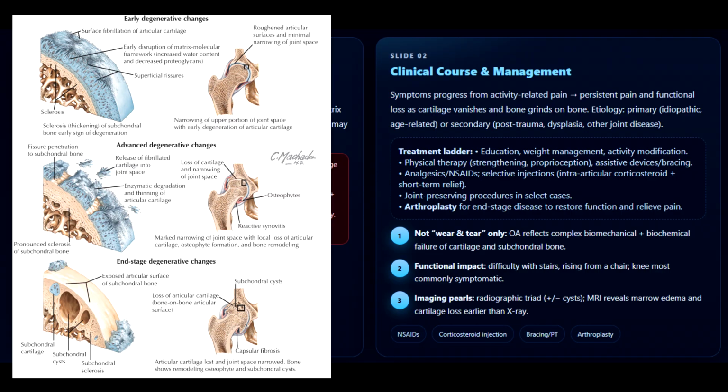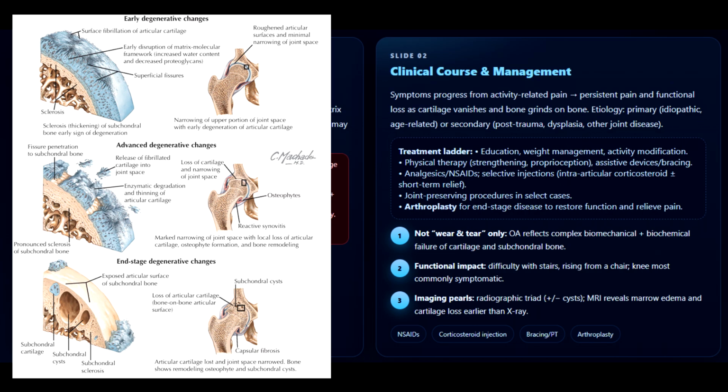Capsular fibrosis sets in, further restricting motion. At this stage, pain is often constant, disability is severe, and conservative measures rarely suffice. Radiographs will show the classic findings: narrow joint space, osteophytes, subchondral sclerosis, and subchondral cysts.